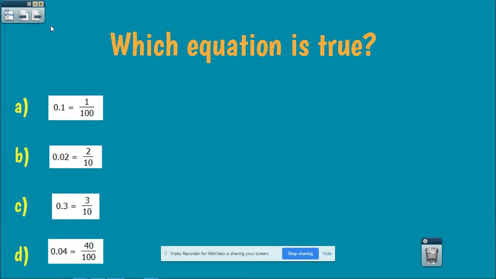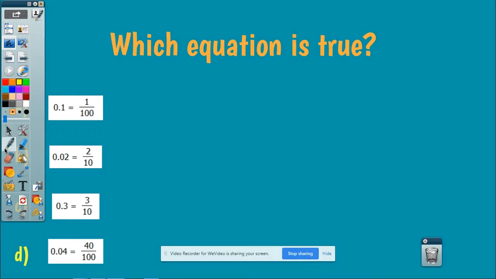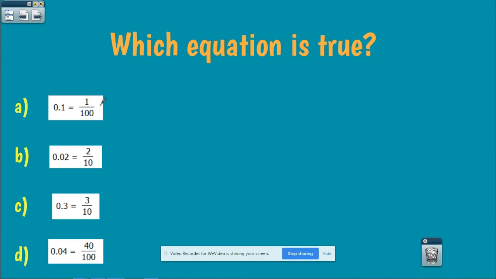All right, next one. Which equation is true? Pause the video now and show your work on your whiteboard. All right, if you're replaying the video, that means you got an answer, some work down on your board, and you're checking to see your work. All right, well, I got to go through each one of these to check to make sure they make sense.